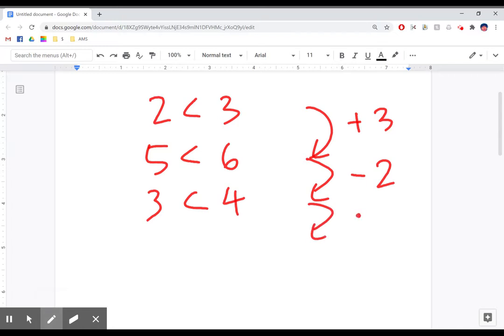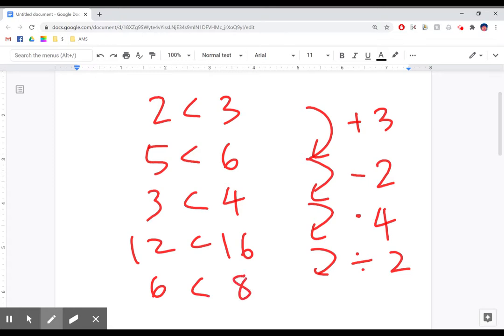You can multiply both sides by 4. It's going to be 12 is less than 16. You can even divide. Let's divide by 2, so that's going to be 6 is less than 8. Okay. So notice something. I manipulated it like I did in an equation, right? Do the same thing on both sides, keep it balanced. And instead of the equation symbol that carries through the whole thing, we have the inequality symbol. So the less than symbol carries all the way through. Okay, so here's where our rule gets applied.